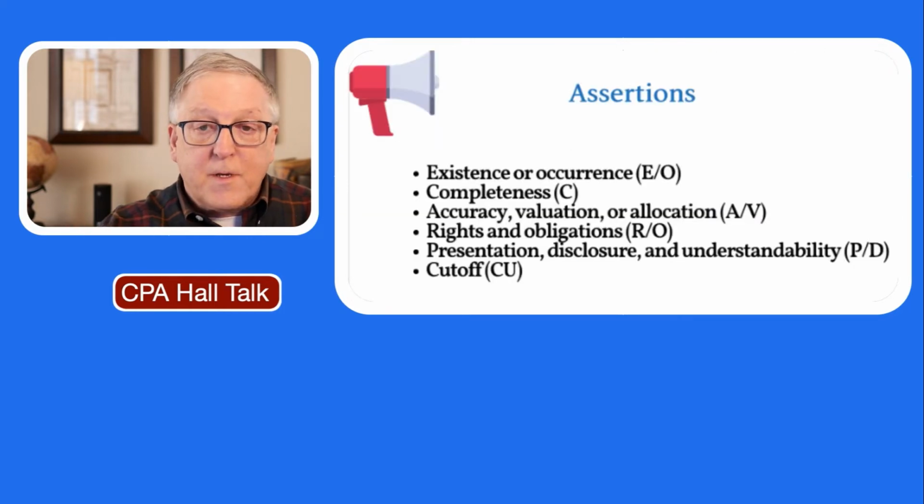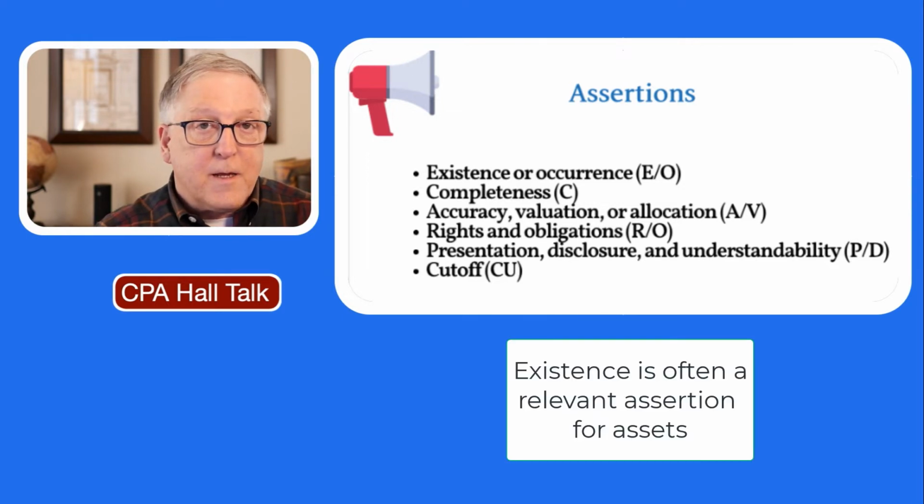In this slide, we see the assertions or the potential assertions that are in play for any entity that you audit. And they are existence or occurrence, completeness, accuracy, valuation, and allocation, rights and obligations, presentation, disclosure, and understandability, and cutoff.